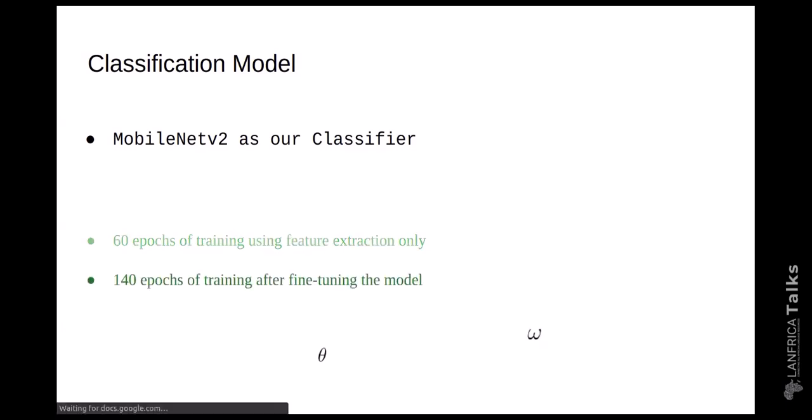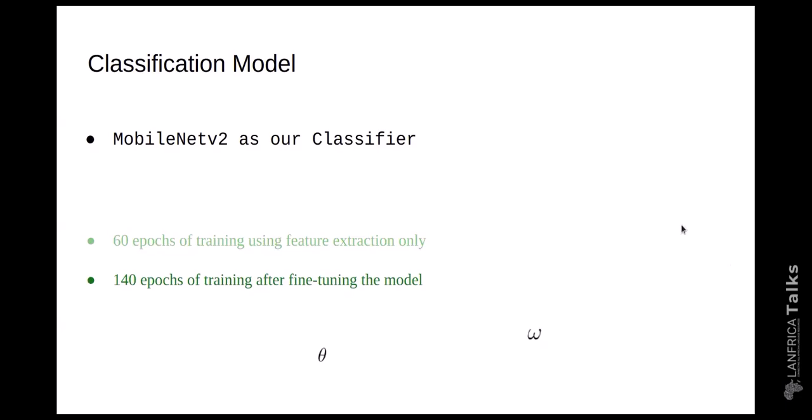So I tried transfer learning, which means that I have to fine tune some of the layers in the model. MobileNetV2 has about 152 layers. So I fine tuned the last 52 layers and left the first 100 frozen. And then I trained that across 140 epochs. In the end, this was what I had.